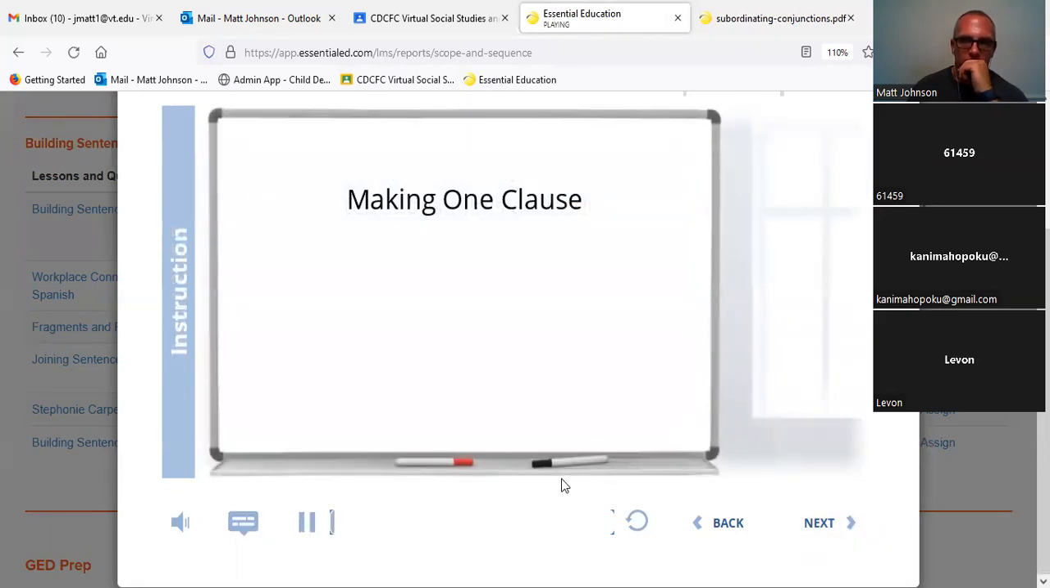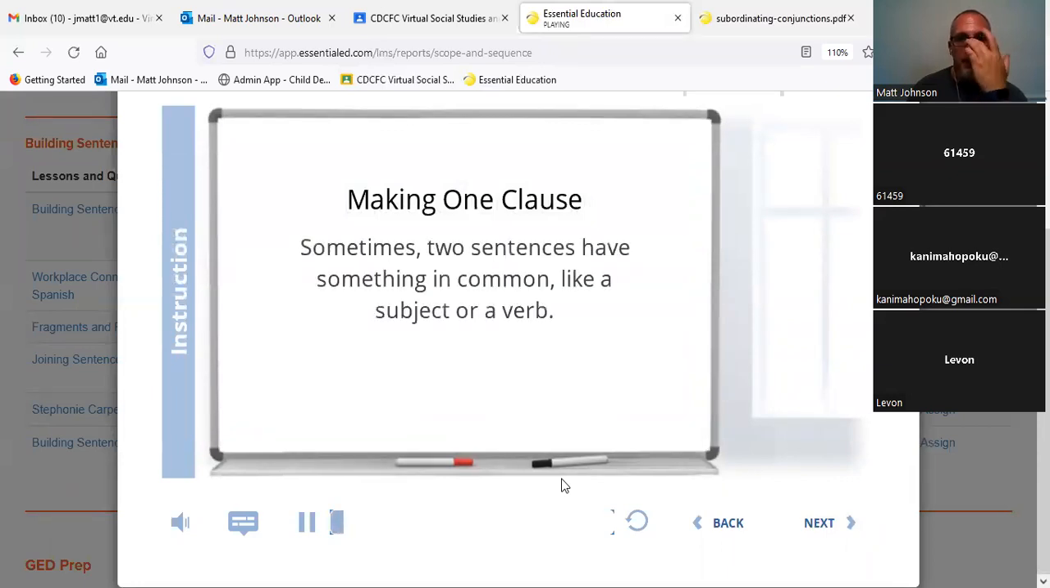All right. Let's talk about one more way to combine two sentences. Sometimes two sentences have something in common, like a subject or a verb. When that happens, you can often combine two sentences into one independent clause. Let me show you an example.